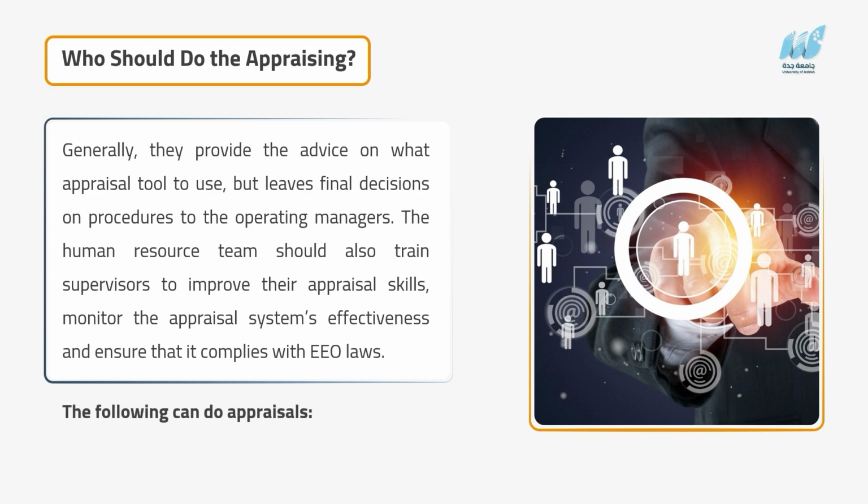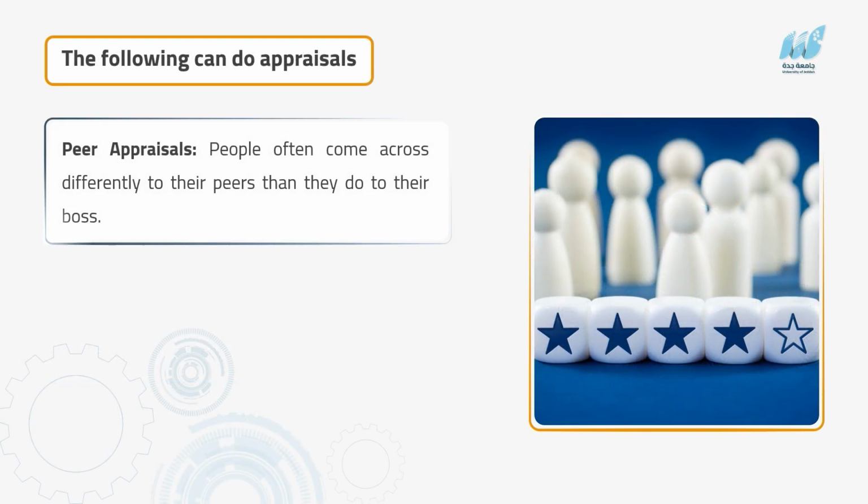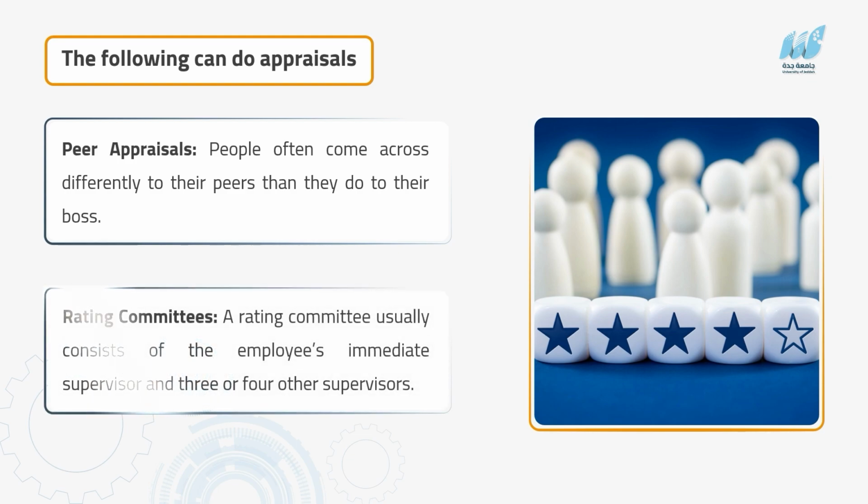The following are other appraisers. 1. Peer appraisals. People often come across differently to their peers than they do to their boss. Peer appraisals, appraisals by one's peers, are therefore increasingly popular. 2. Rating committees. A rating committee usually consists of the employee's immediate supervisor and 3 or 4 other supervisors. Using multiple raters is advantageous. It helps cancel out problems such as bias on the part of individual raters.